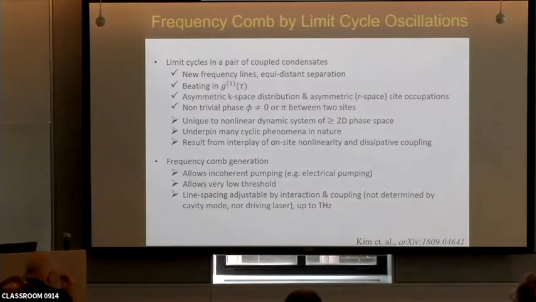So basically, we think we have seen limit cycles in the pair of coupled condensates. It results from both nonlinearity and the dissipative coupling between the two sides. And that gives us those new frequency lines, beating in G1, asymmetric K-space distribution, and the interesting phase relation between the two sides. Interestingly, they also have some potentially technological implications as a new way to generate equidistant frequency lines.